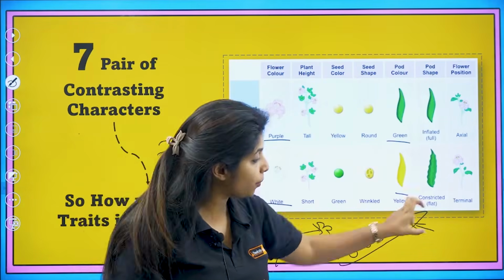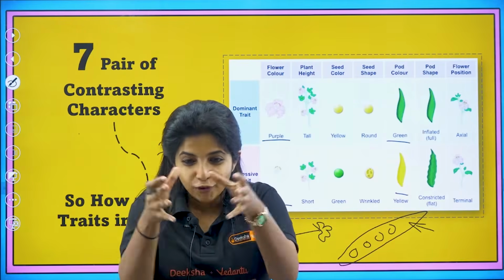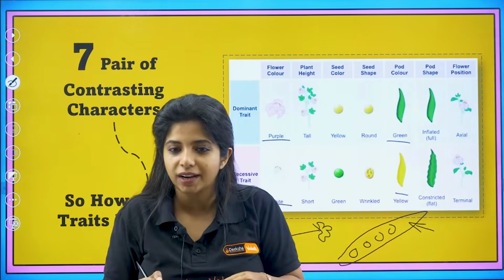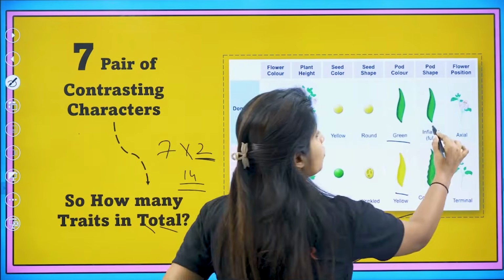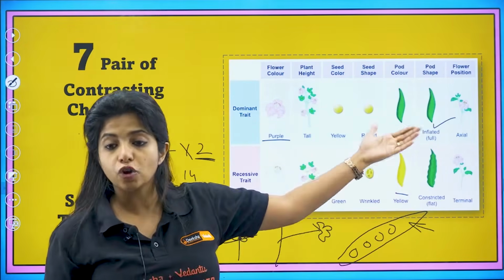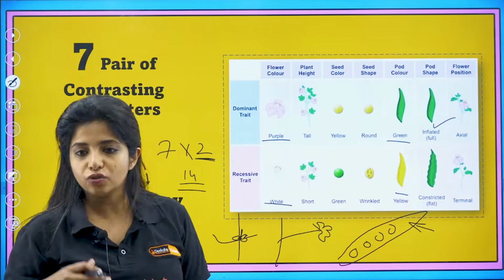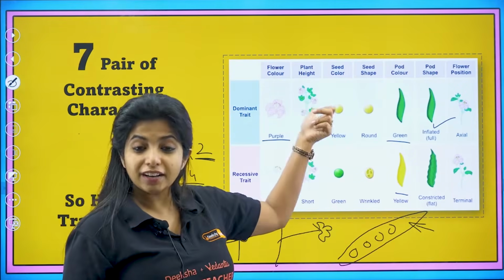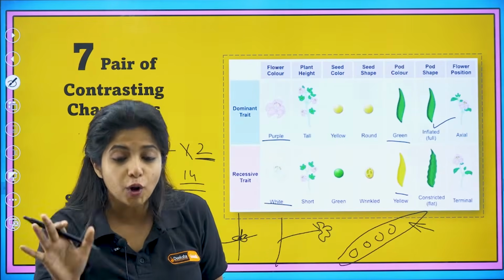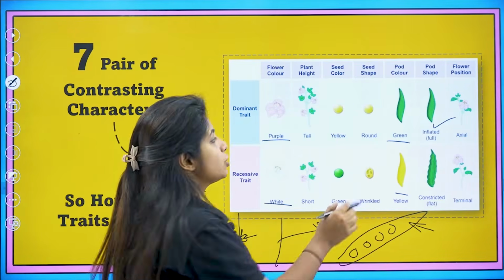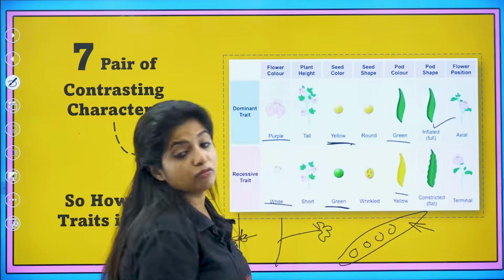Pod shape: if we talk about the shape, will you choose something that is full or something very dry and constricted? You will obviously choose something that is full, inflated. So in pod shape, inflated is dominant and constricted is recessive. Now comes seed color and seed shape. Usually we have seen green seeds, right? But that is not the dominant one. Yellow is dominant, and green is recessive.